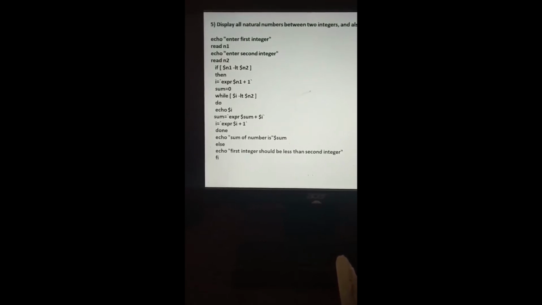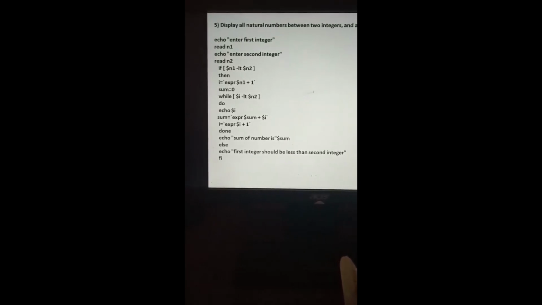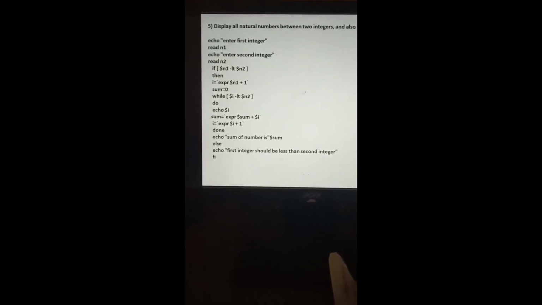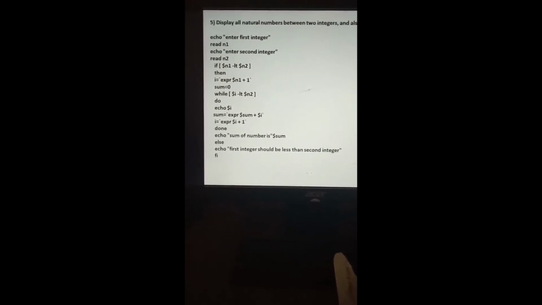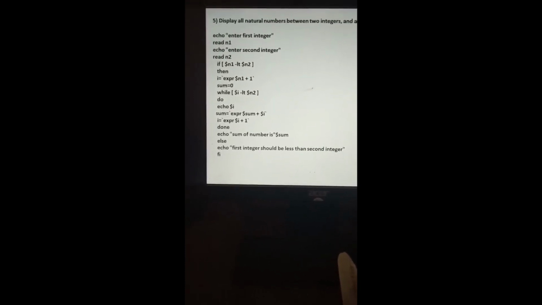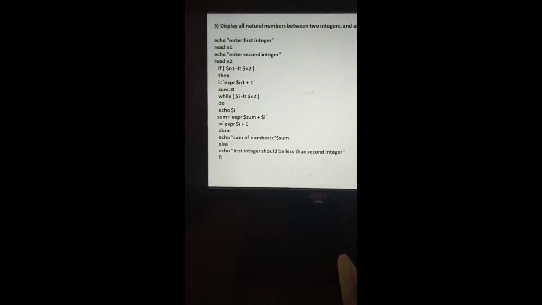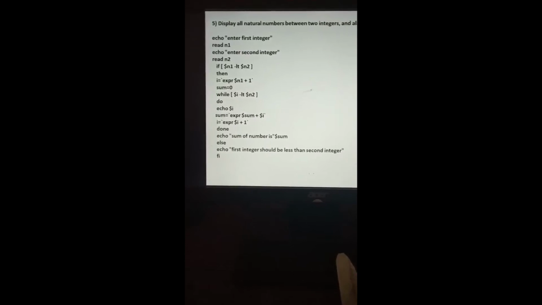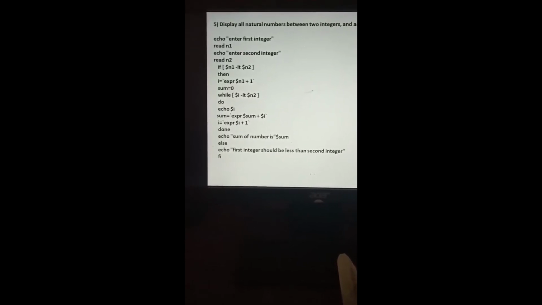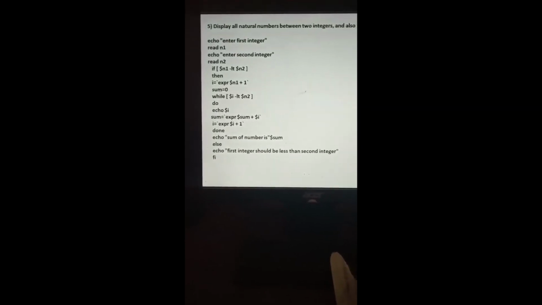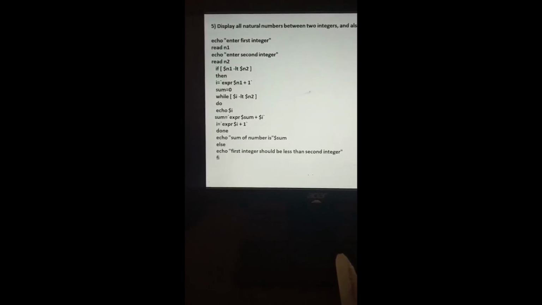We are incrementing the first number by 1, so initialization sum is equal to 0. Next checking while i is less than $n2, so display i. Next we are calculating sum is equal to sum plus i, so i will be incremented by 1, that is i plus 1. Next end of the while loop. So next display the sum, else first number should be less than the second integer, end of the if condition.